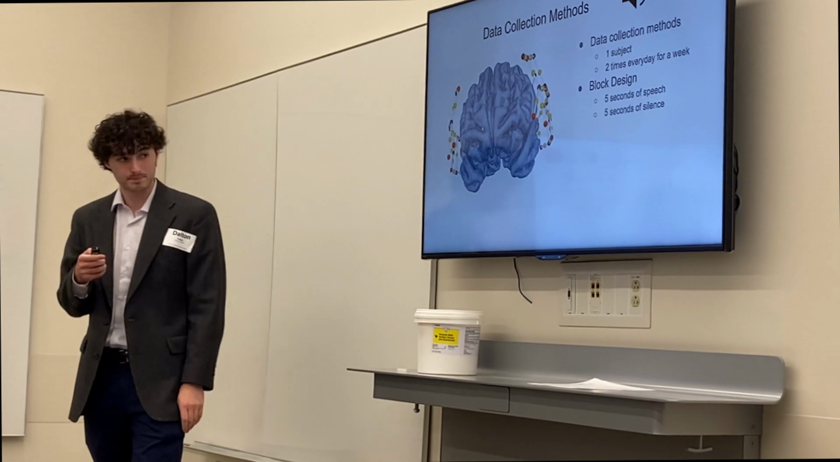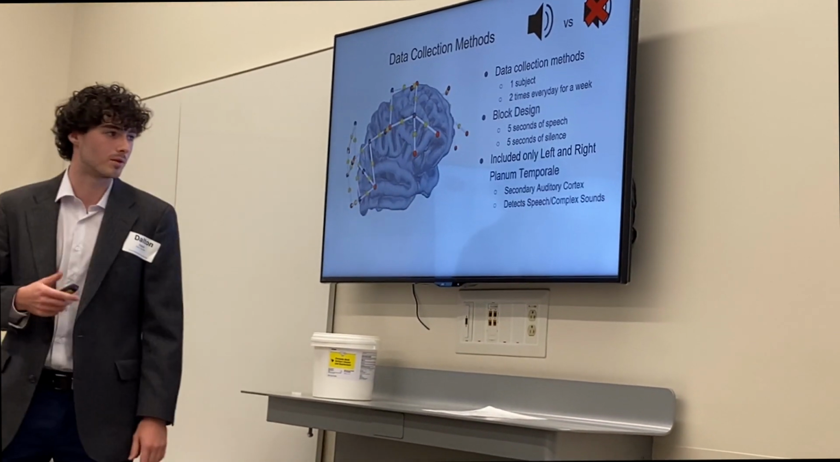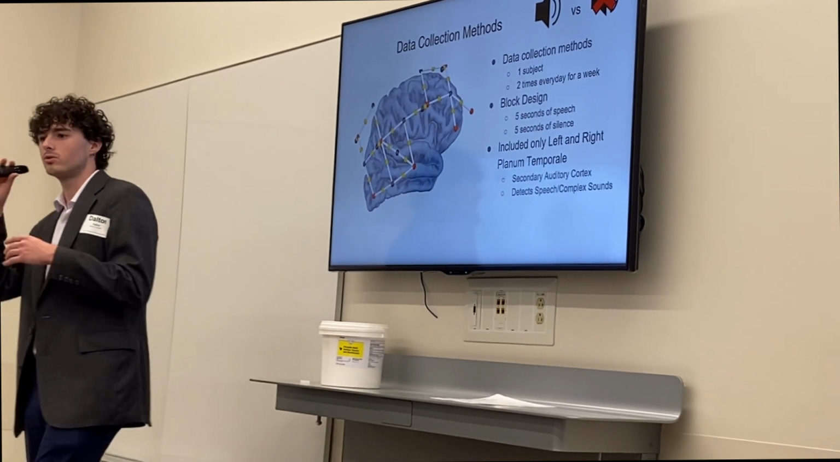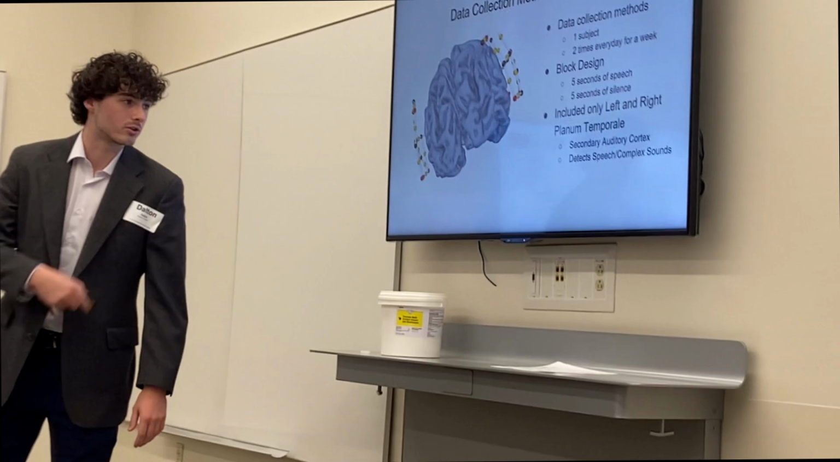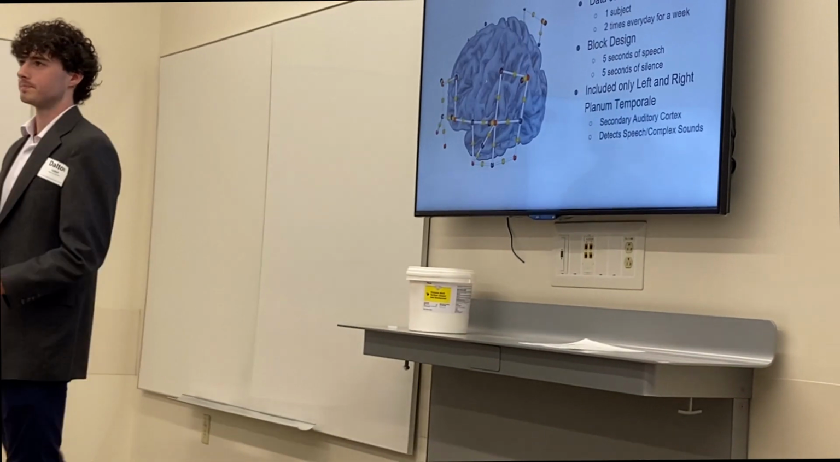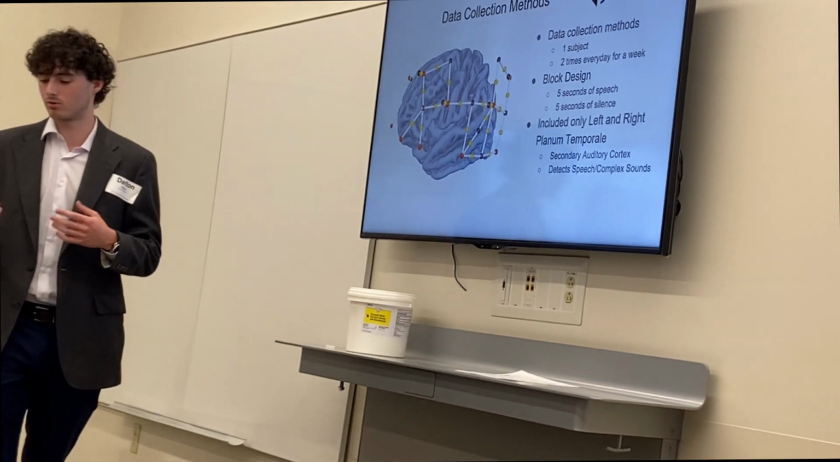And additionally, we included only data from the left and right planum temporali. It's sort of on the posterior end of your temporal lobe in your brain, and it's your auditory cortex center. It's going to comprehend anything that has to do with speech or sounds that are related to some sort of meaning.